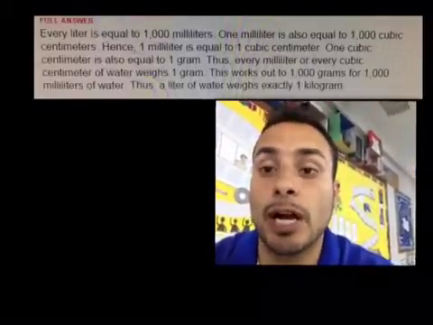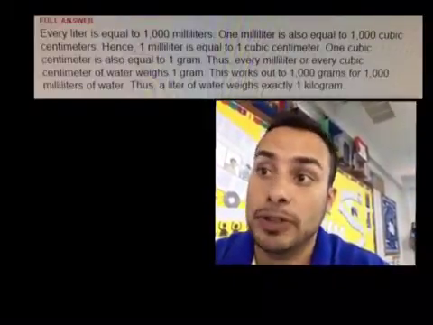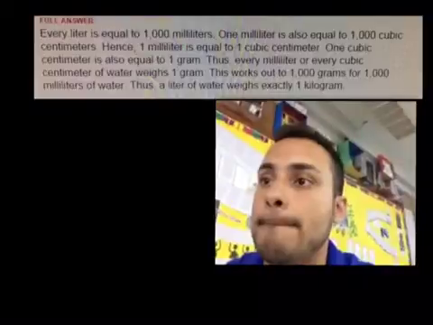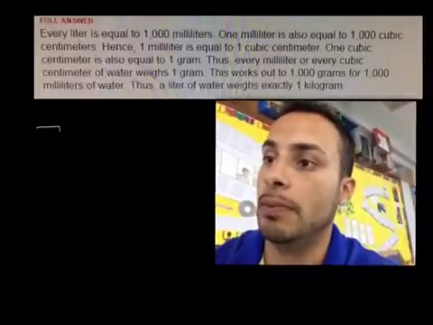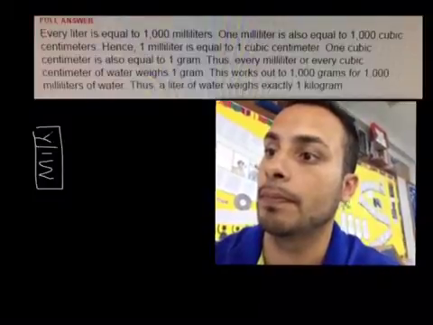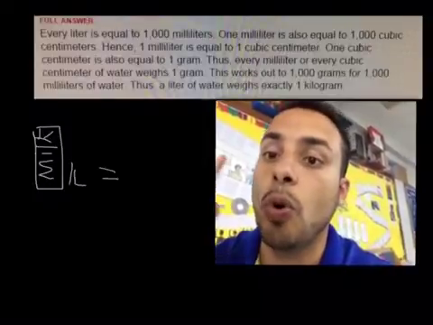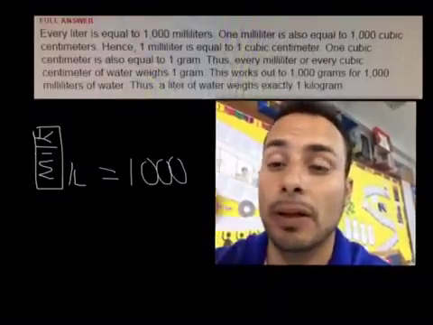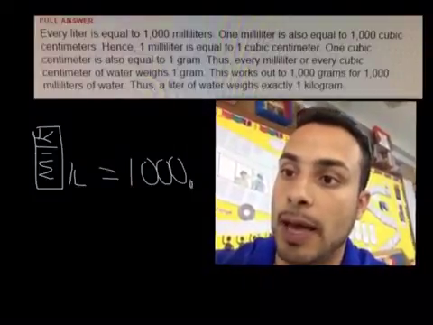Every liter, so when we talk about liters, we're talking about capacity, how much liquid can go in a container. So every liter here is equal to 1,000 milliliters. If I were to draw a liter of milk, 1 liter is equal to 1,000 milliliters. Listen to the word mil. Mil in Spanish is 1,000. So milliliters, ml.